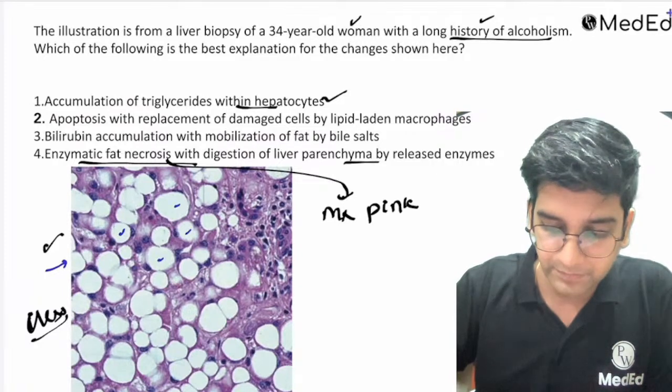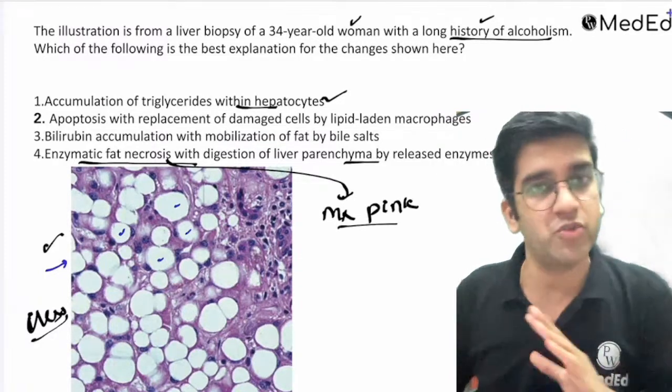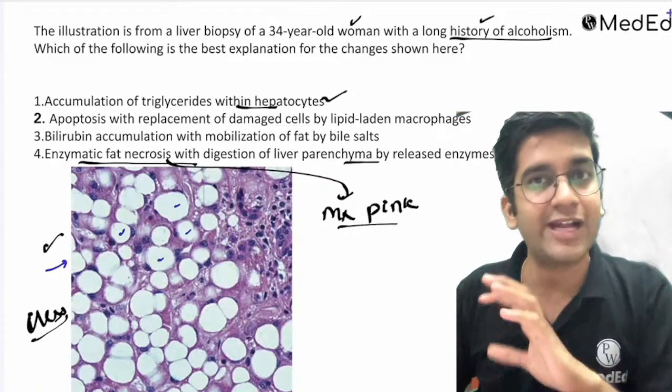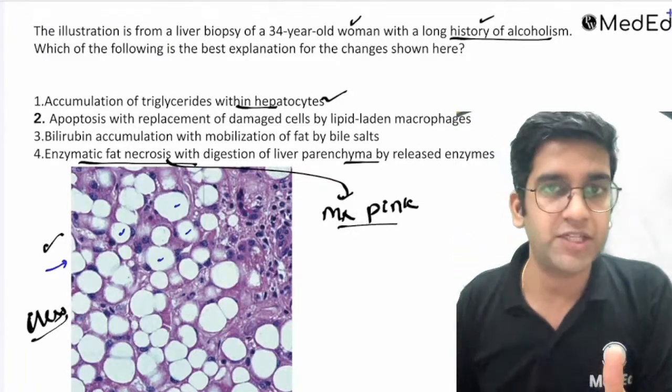It will not be clear, right? Any necrosis will always be pink in color only. Only a normal fat, triglyceride, will be clear in appearance. Option A is the right answer here.